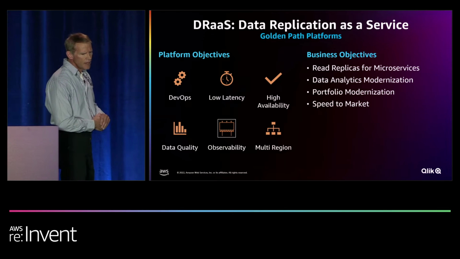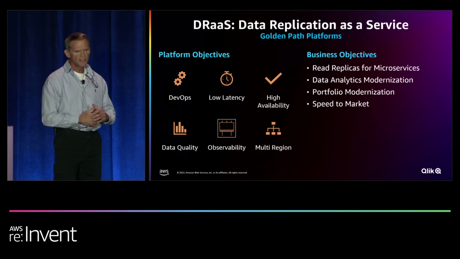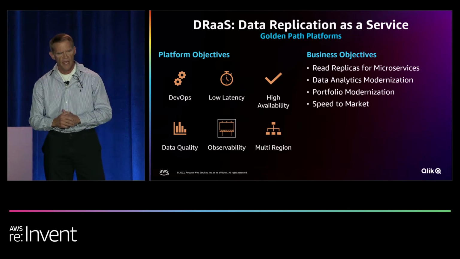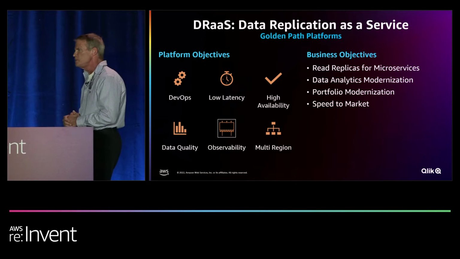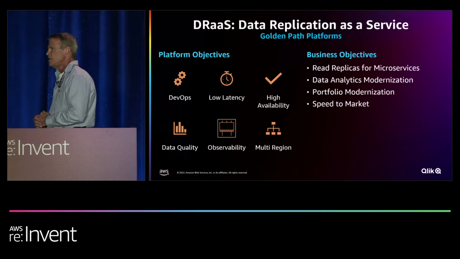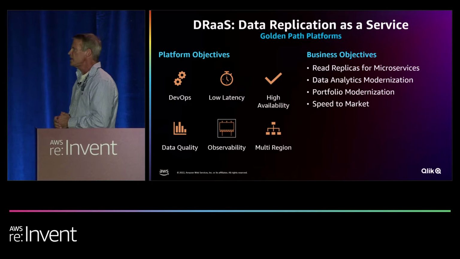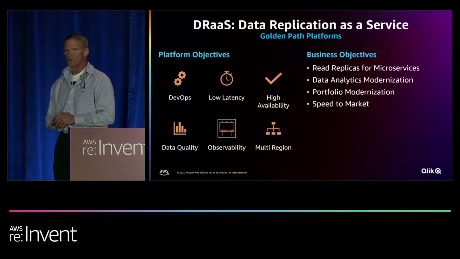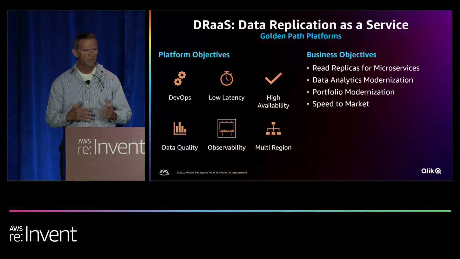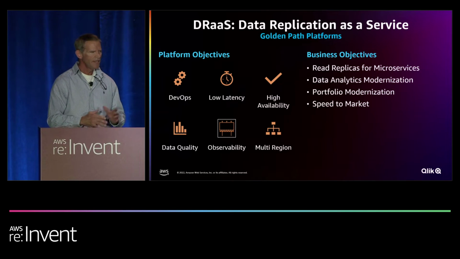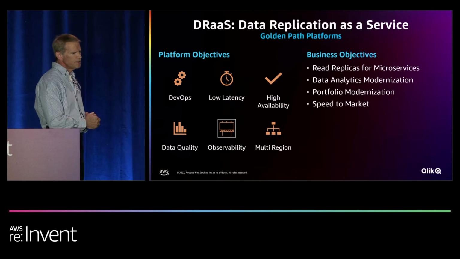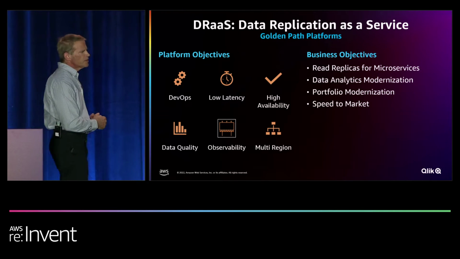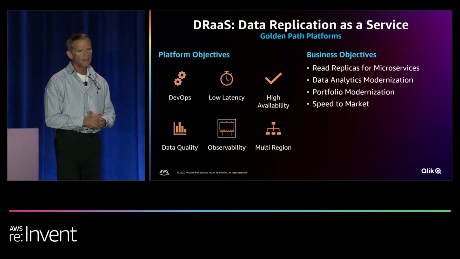Now for kind of the heart of our system, data replication as a service. I refer to it as a golden path platform. So what I mean by golden path is that it makes it easy for our application teams that are adopting replication, easy for them to do the right thing and difficult for them to do the wrong thing.